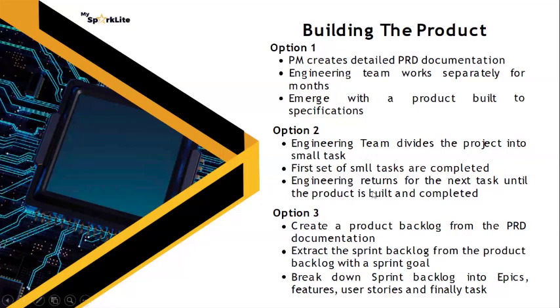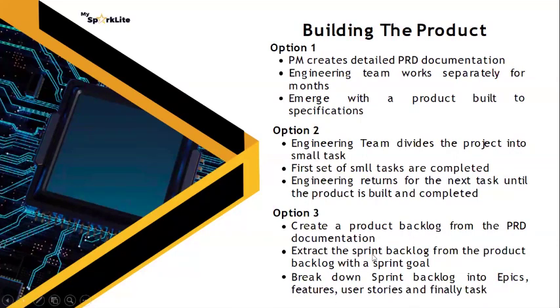Although you will get the product built, you're going to run into issues along the way, because it means that turnaround time will be extremely high. It's going to take you a longer time to complete basic things versus when you are working in an agile system. So option three is the agile system.